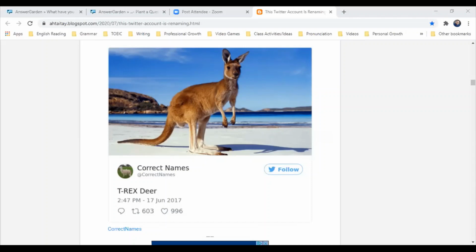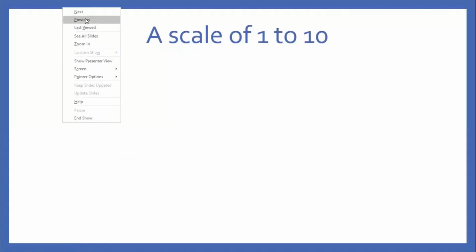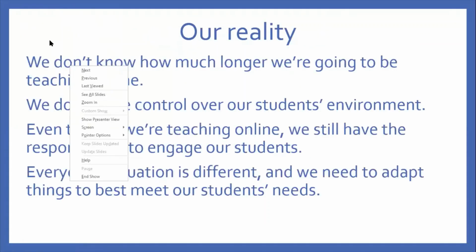Okay, so, could you switch to your, I think we're not seeing your PPT again. You're not seeing it again? No, we're seeing the T-Rex deer. Oh my gosh, okay. Well, it looks like I have to switch back to this. All right, so let me go back. There we go. Now we see it.